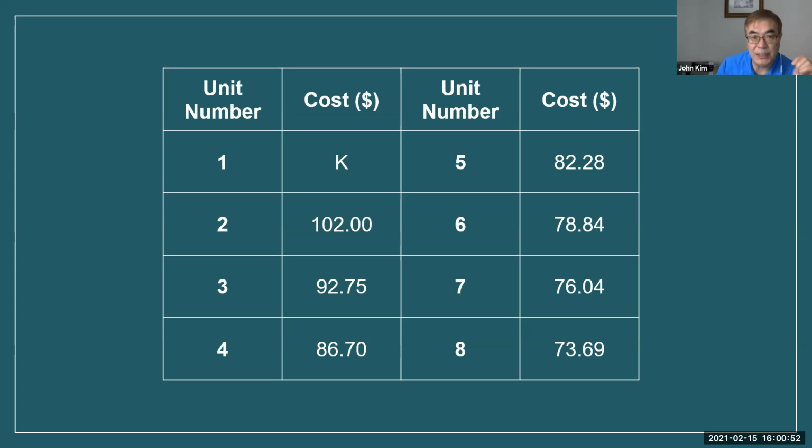Last class, we stopped here. Learning curve example. This example doesn't give the cost for the first one, just indicated as K. We don't know. But the second one is 102, the third one is 92.75, and the fourth is 86.7.